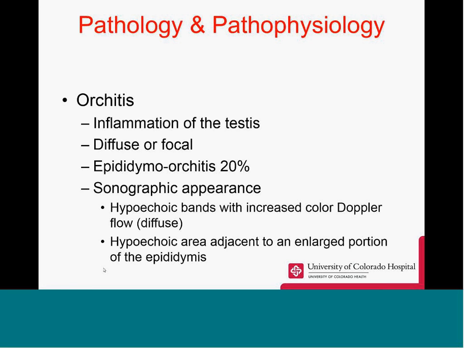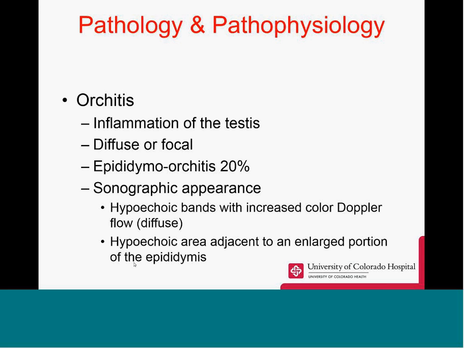Orchitis, it's inflammation of the testis itself. There's both diffuse and focal types. This is termed epididymal orchitis about 20% of the time when it involves the epididymis as well. Direct extension of epididymal inflammation to the testicle occurs in about 20% of patients with acute epididymitis. You'll see color Doppler flow increased in this area. By ultrasound, you're going to see hypoechoic bands with increased color Doppler flow.